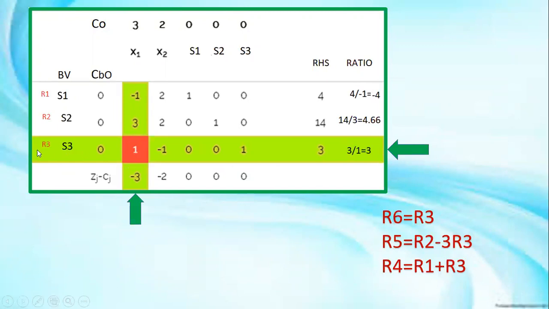So here, see the row S3 will be leaving and X1 will be entering the table. In this, whichever is the key element, that element has to be unit or one value. The remaining values in that column should be equal to 0. So you have to carry out such that this will be 1, 0 and 0 for the remaining columns. See, this is row 1, row 2 and row 3. So you have to write row 4, row 5 and row 6 like this.